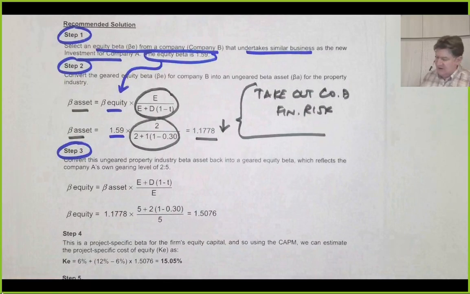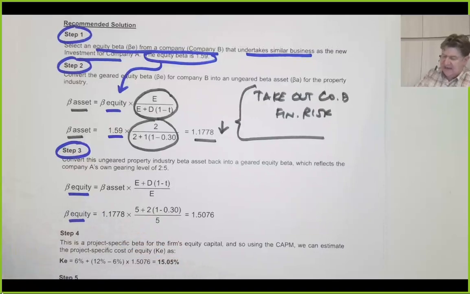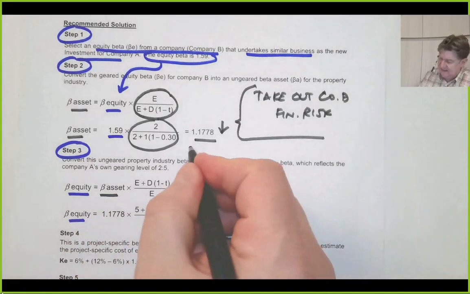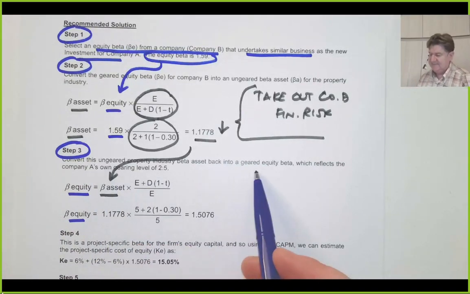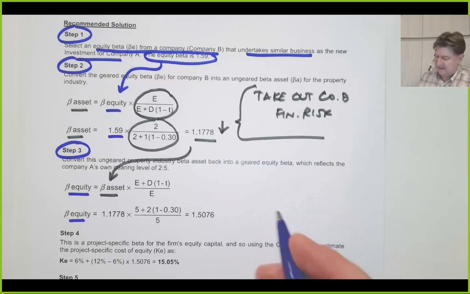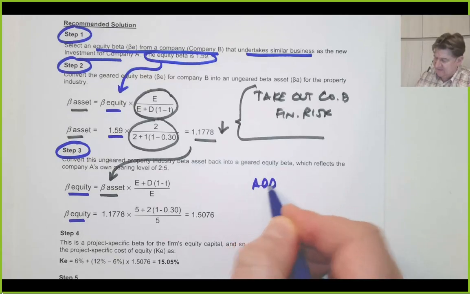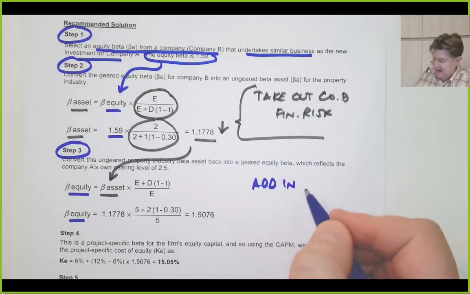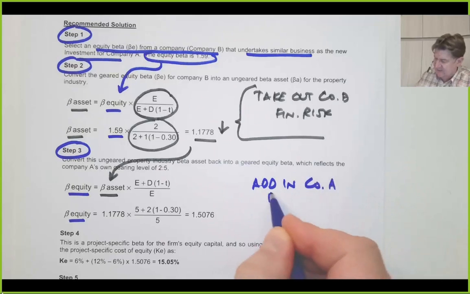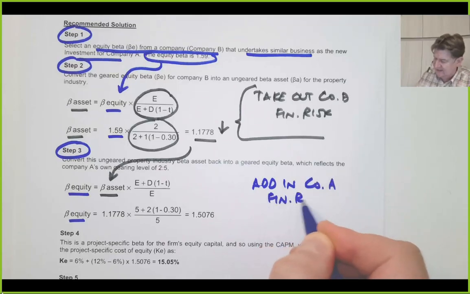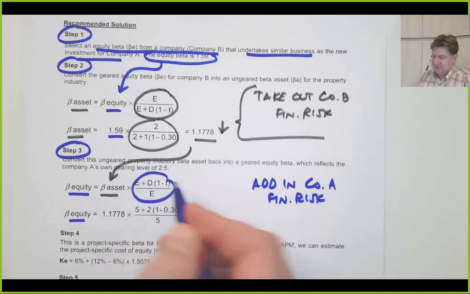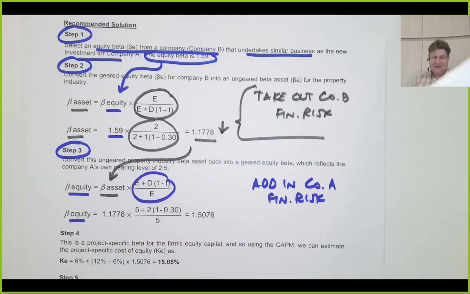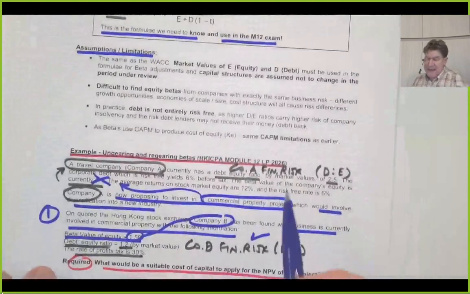Let's write it out. Beta equity equals our beta asset, there above. Now we're going to convert the ungeared beta back into our geared equity beta. We're now going to add in our company A's financial risk. So let's do that first. Let's go back to our ratio of equity to debt, back to company A's.